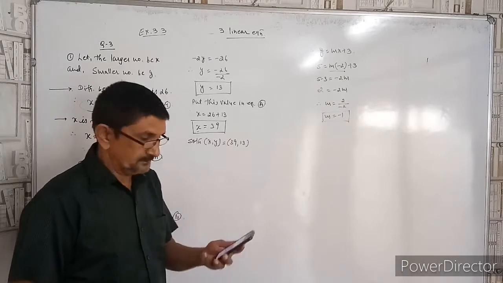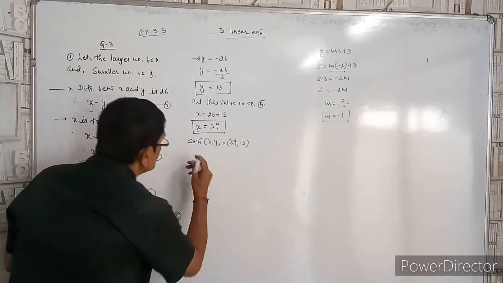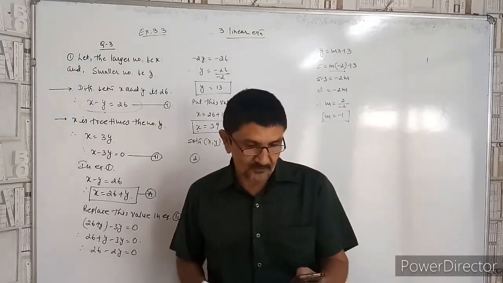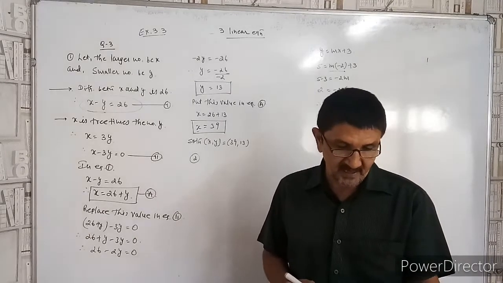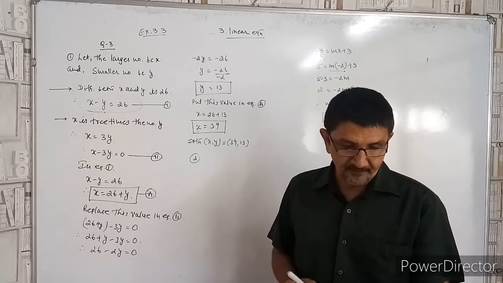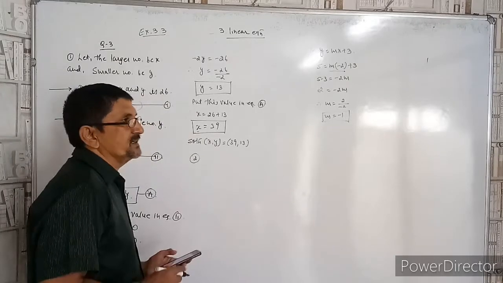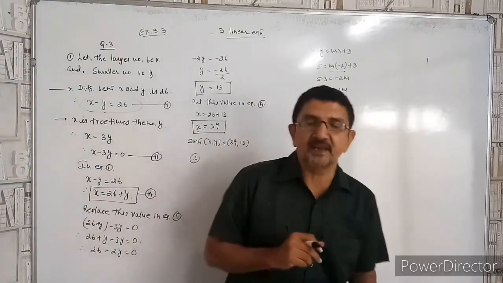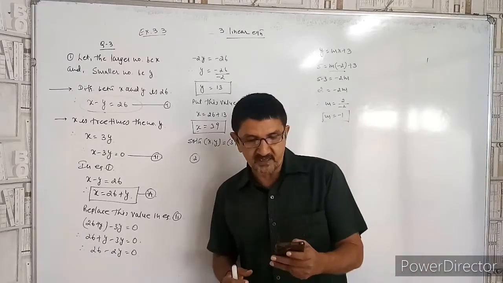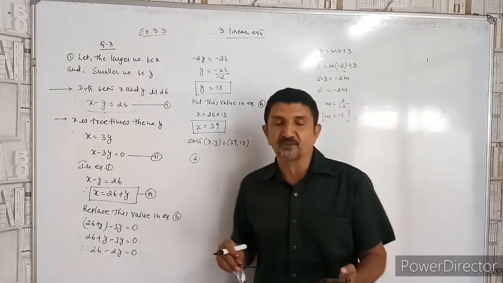Now second one. Second question: the larger of two supplementary angles exceeds the smaller by 18 degrees. Find them. Supplementary angles means the sum of the two angles is 180. Okay. So x plus y, suppose we can say it is 180.